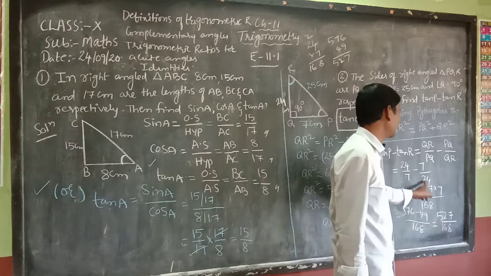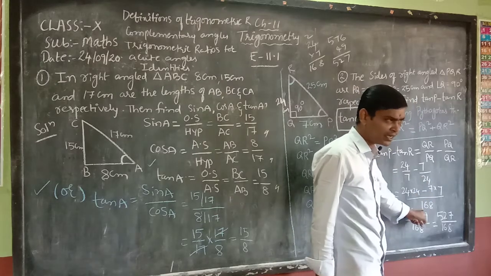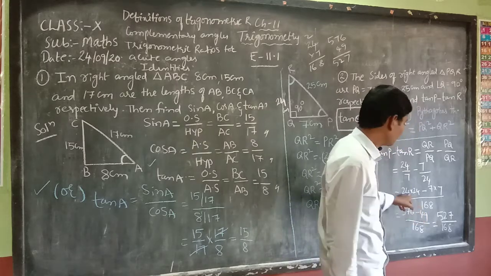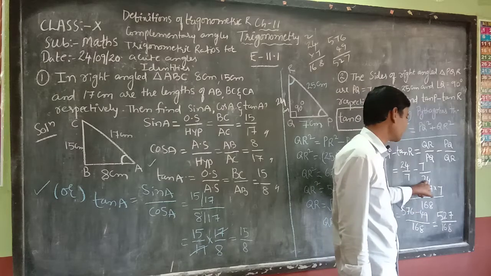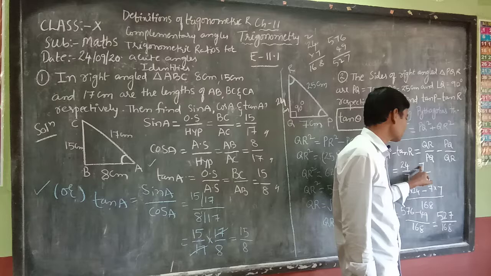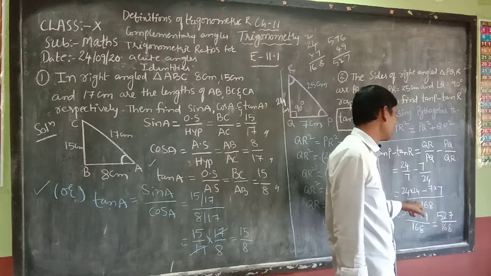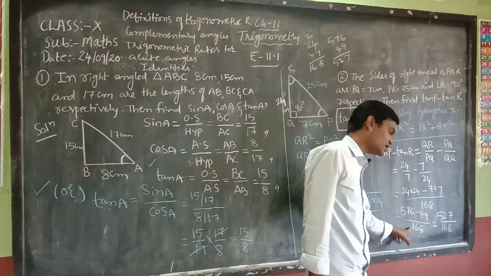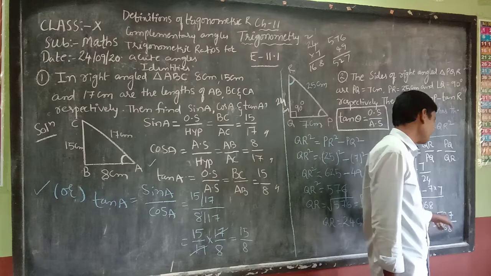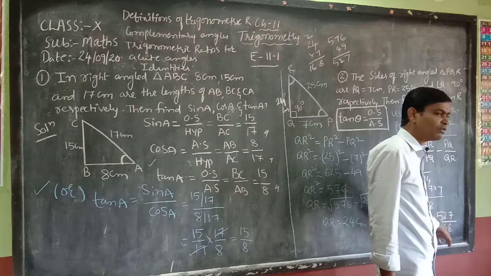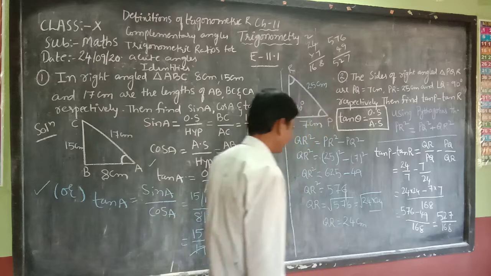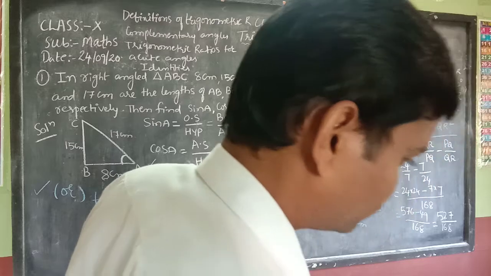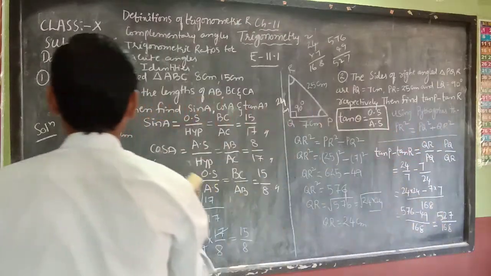Here the LCM of 7 and 24 is 168. In the 7 table, how many times will 168 go? 24 times. Therefore 24 into 24 minus, in the 24 table it will go 7 times. So 7 into 7. 24 24s are 576 minus 7 sevens are 49. The denominator is 168. 576 minus 49 is 527 divided by 168. So this is the final answer. No doubt. Is it clear now, all of you?